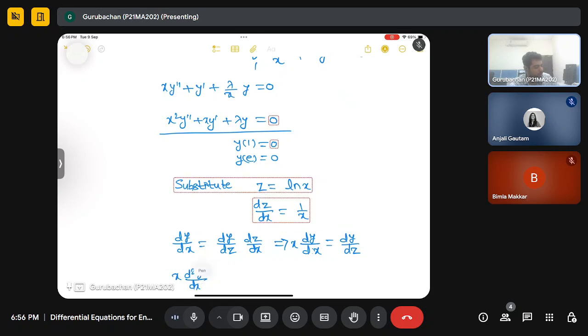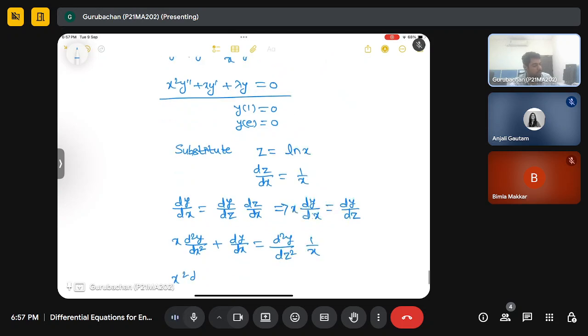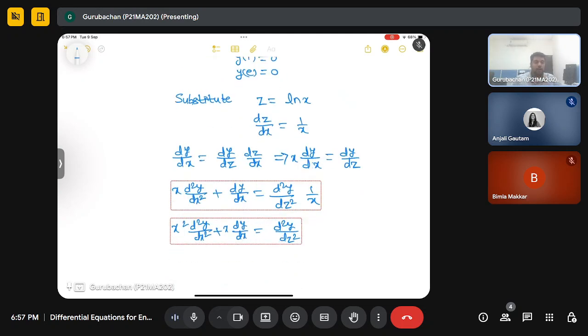With respect to x, the differentiation of x is 1, and dy by dx, if you do it by the chain rule, you will get dz by dx. So this will give you x square d2y by dx square plus x dy by dx equals d2y by dz square. So this is the conversion of this given differential equation into the Cauchy-Euler equation.